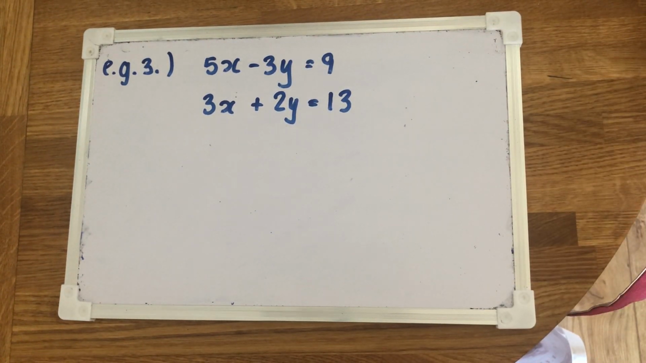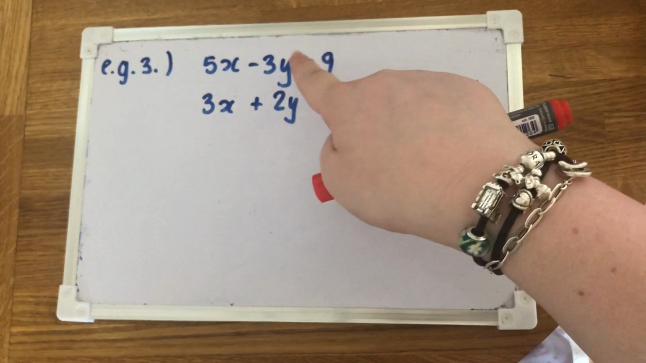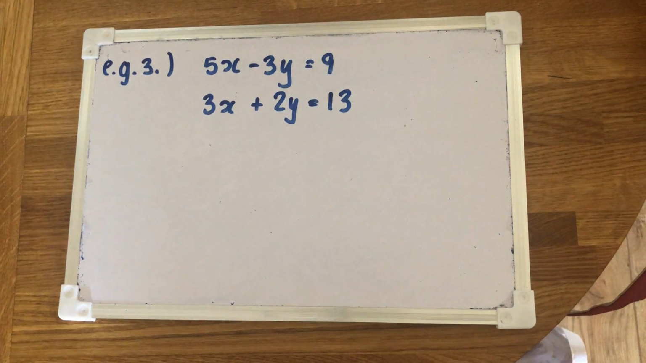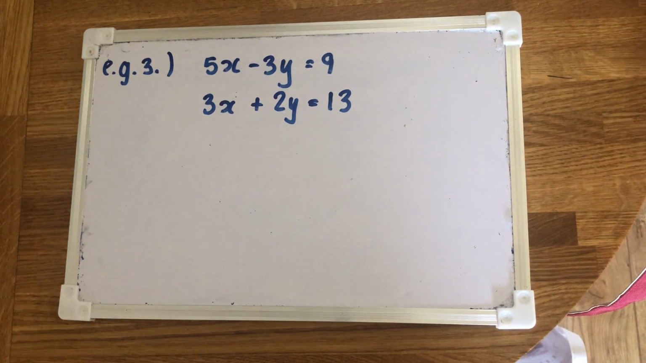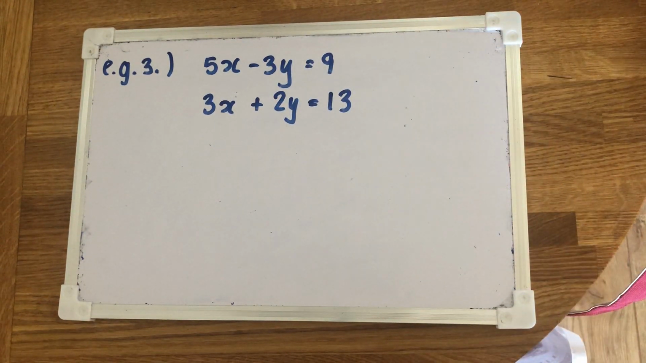So this time we're going to have to do an extra step before we can do the steps that we've been doing before. So we need to make sure that they have the same number of x's or the same number of y's. Okay. I'm going to make the same number of y's just because 3 and 2 are smaller numbers than 5 and 3. And I'm thinking about what lowest common multiple would be between 2 and 3.